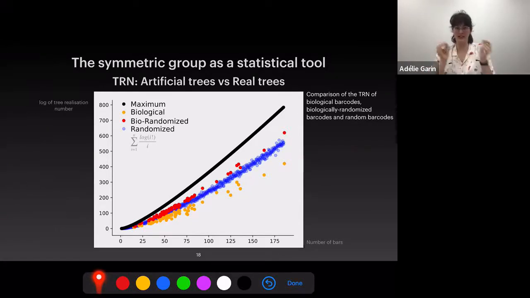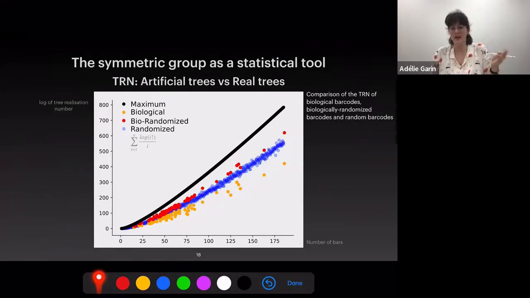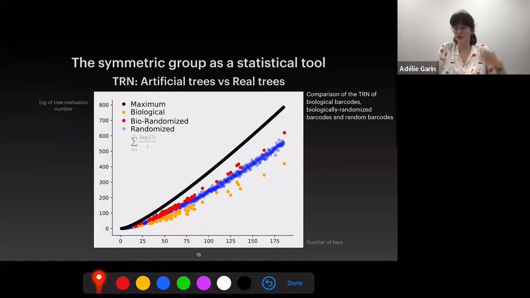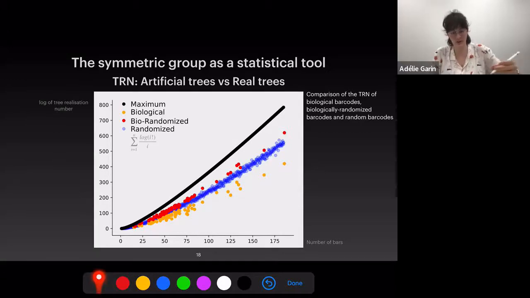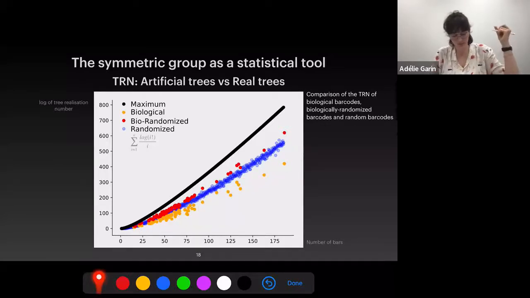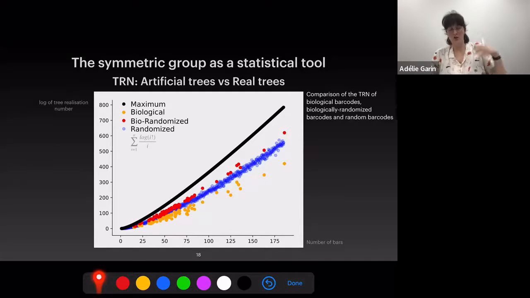So now that we know we can classify barcodes with the symmetric group, we can take a uniform distribution on that and compare the trivialization number of the uniform distribution on the symmetric group with neurons or any type of distribution of trees that you have. So here the neuron curve is the orange one. And we can see that it's much lower than the randomized one here, which is this uniform distribution. So it's lower than that. So neurons have a lower trivialization number.